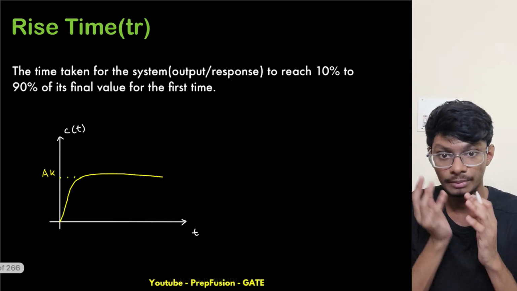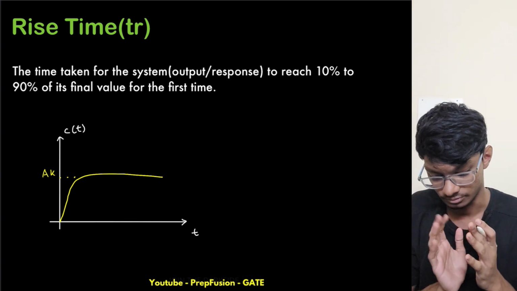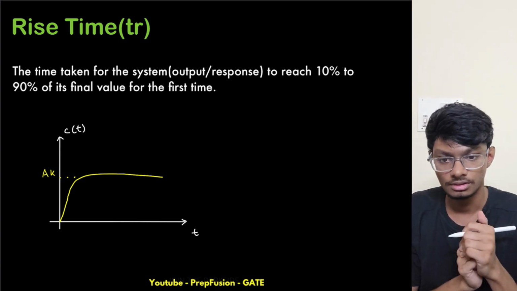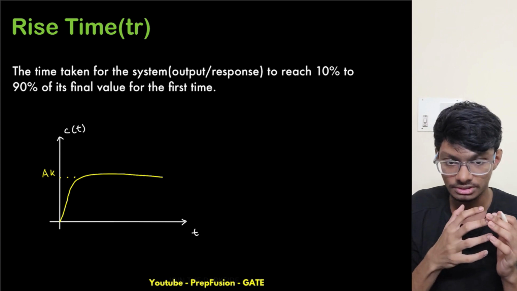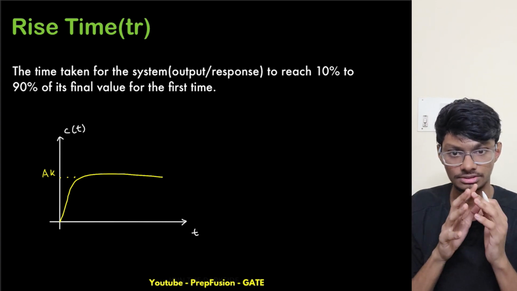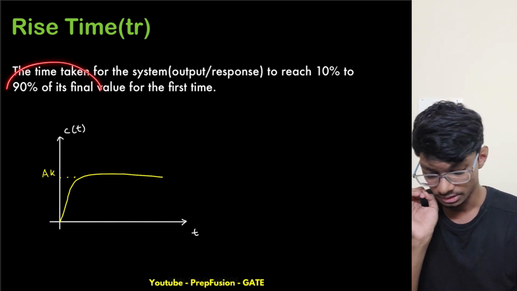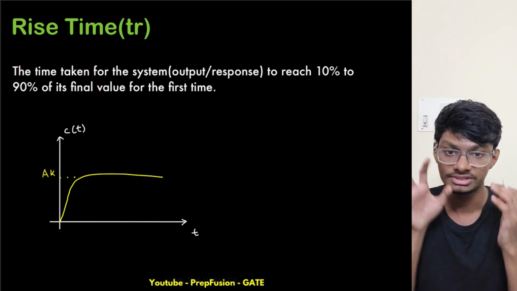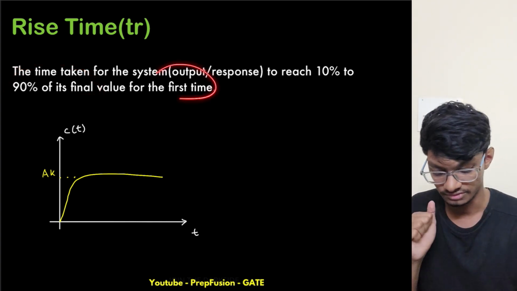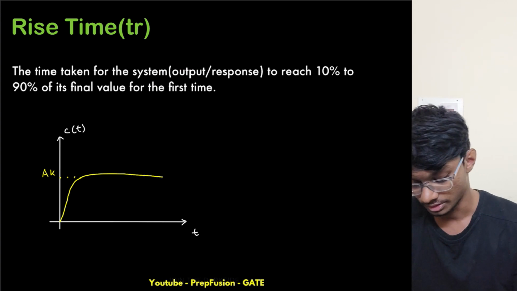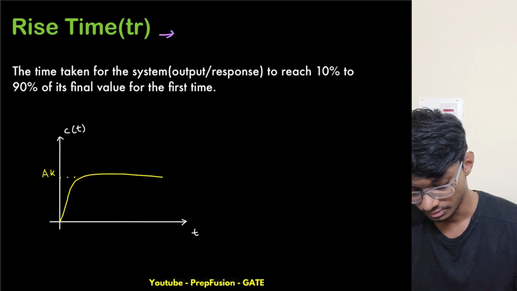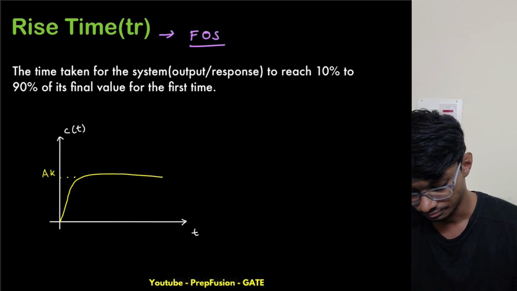So the first parameter that we'll study is the rise time. Okay, so what do you mean by rise time? For different responses, the rise time definition will change. So keep this in mind: according to our responses or according to our system, the definition will change. This definition is valid for the first order system.